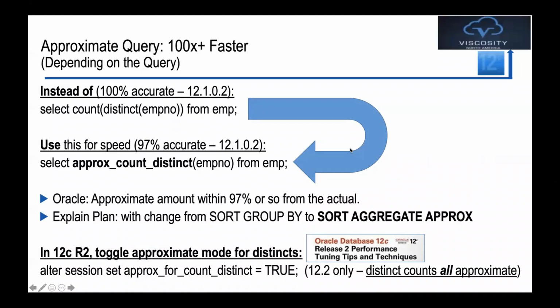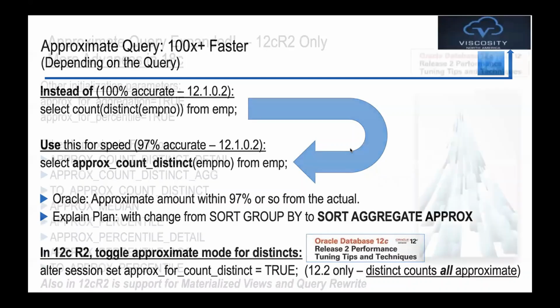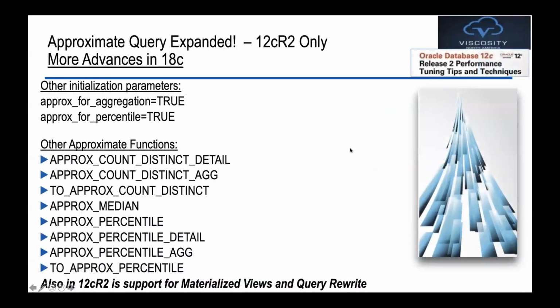And you can see when I have the logo in the upper right column, that's 12C, that's 12.1. When I have a 12C R2 logo, you'll see a different one for 18 and 19 and 20. Approximate, you're going to see some more advances. We'll see that when I get to 18C.